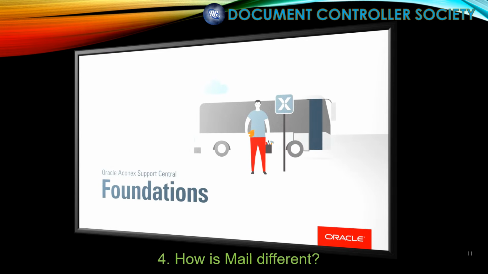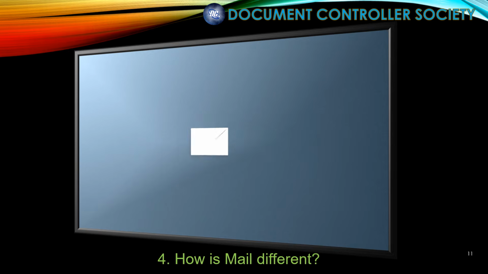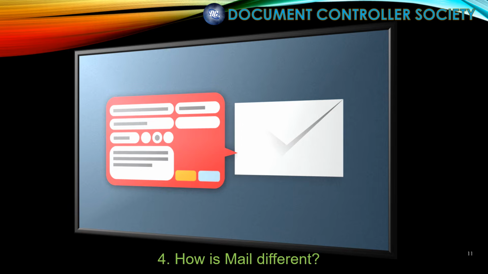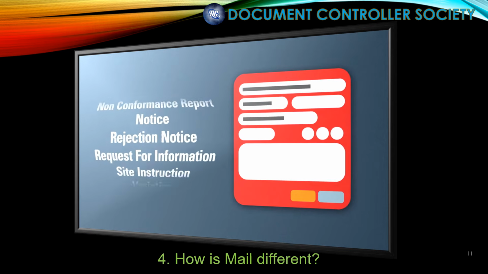ACONEX Mail works a bit differently to email. In this video, we'll explain how. In ACONEX, every piece of communication is organized and tagged with data that makes it easy to find even after the project is finished. The two main ways we do this is with mail types and forms.